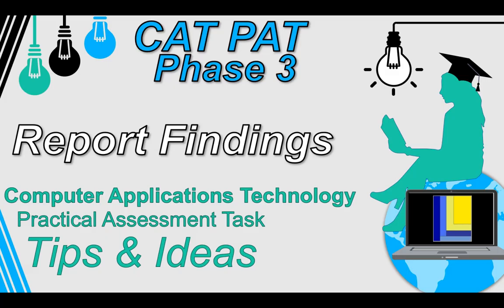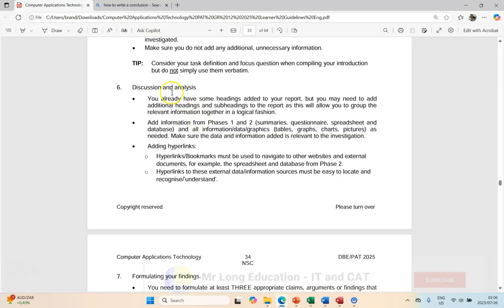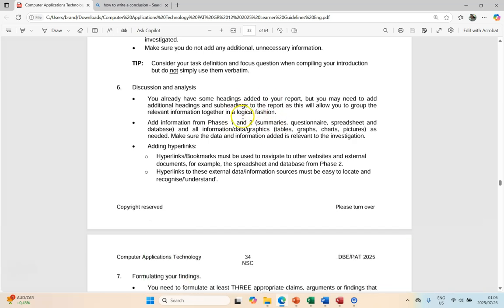So let's go look at some examples of things that you can look for that can help you maximize the marks for this section. So we're doing this part over here, which is formulating our findings. Now, previously, just to take note, we looked at our discussion analysis and we basically provided a summary of our research and the information that we found. But we also included information from our phase two, which was our questionnaire, our spreadsheet, and our databases.